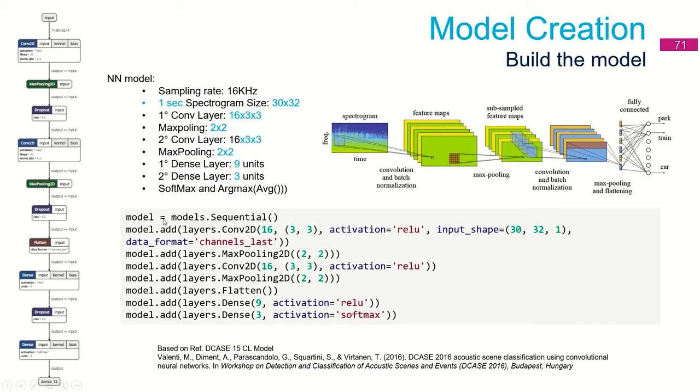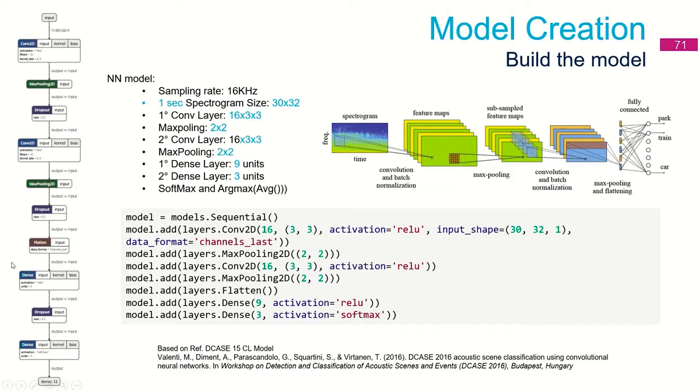As a first line, we define the type of the model. It will be sequential, which means that we are defining the neural network layer by layer. So the first layer is a convolutional 2D layer. The second layer is a max pooling. Again, convolutional 2D, max pooling. Then we need to flatten the data to fit the dense layer. The next point is the definition of the dense layer, the brain of our neural network. And the output layer consists of three elements, because we have three classes: indoor, outdoor, and in vehicle.